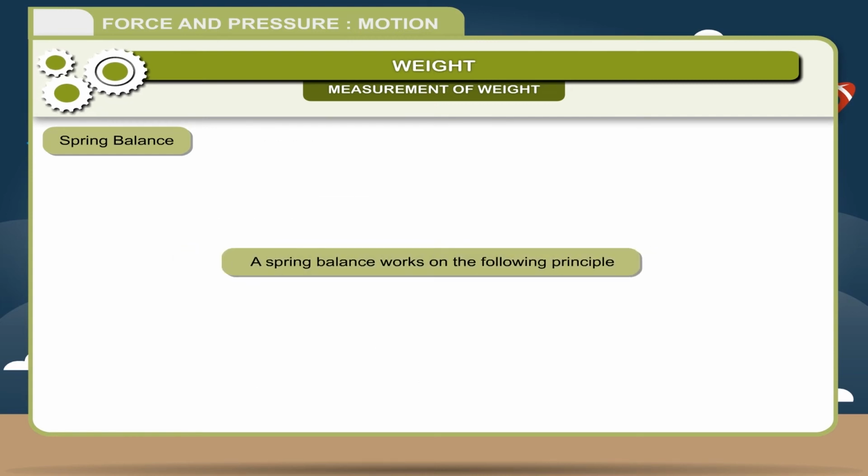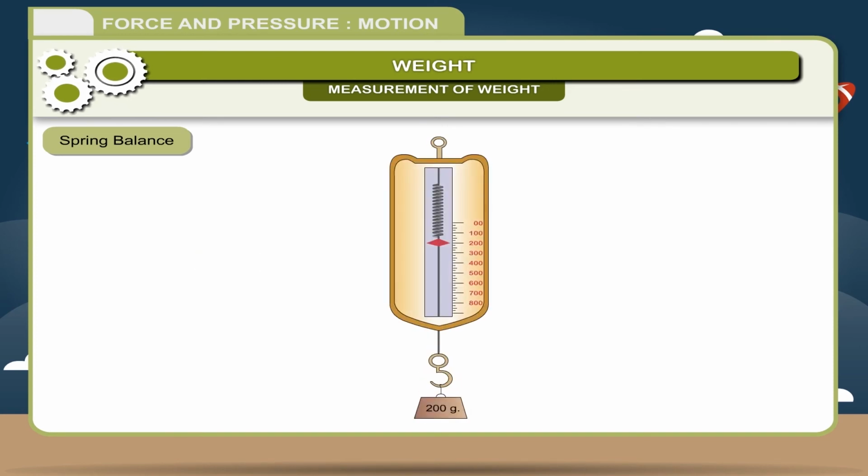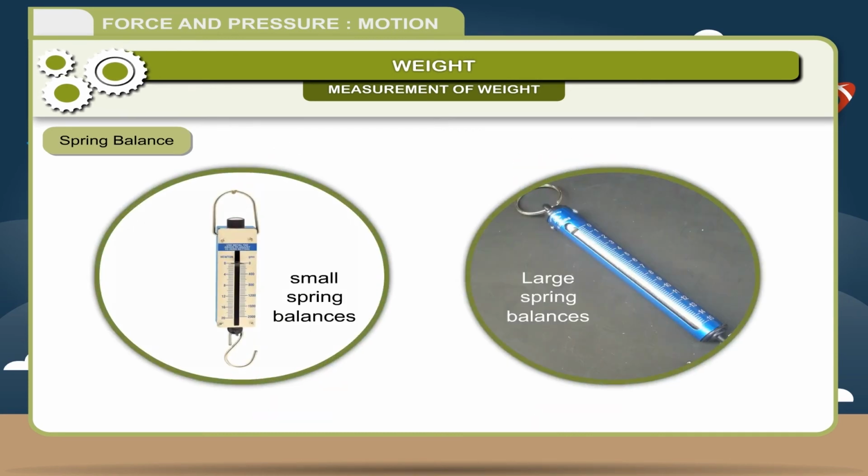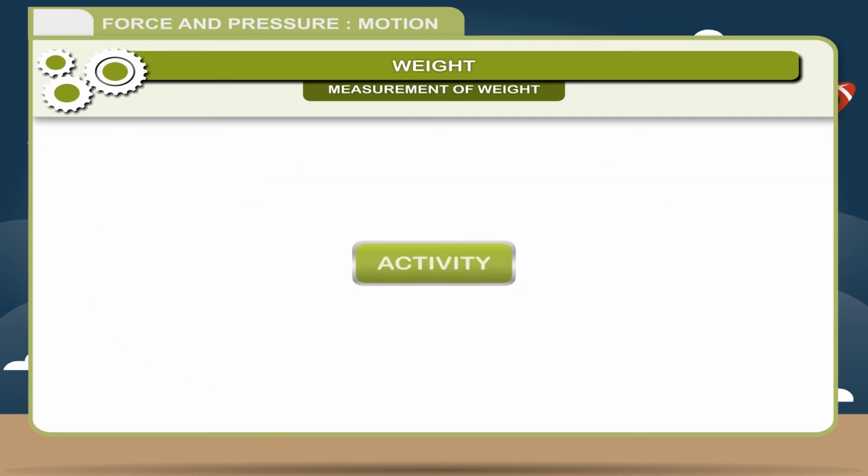A spring balance works on the following principle. The extension produced in a spring is directly proportional to the weight suspended from the spring. That is, if the weight of a body is more, the extension produced in the spring will also be more. In other words, the pointer will move downwards to a greater extent. For the laboratory, small spring balances are used, and for other purposes, large balances are used.